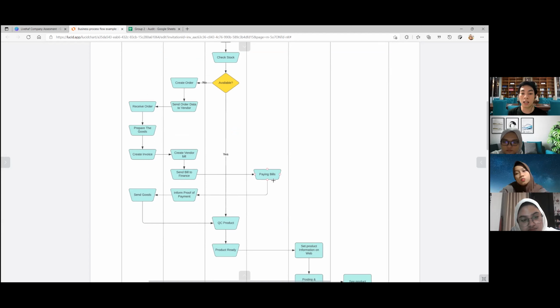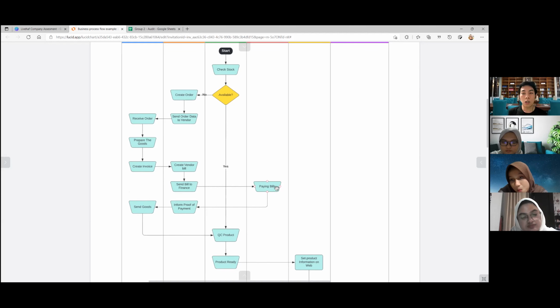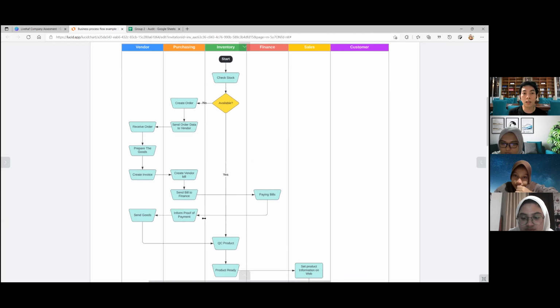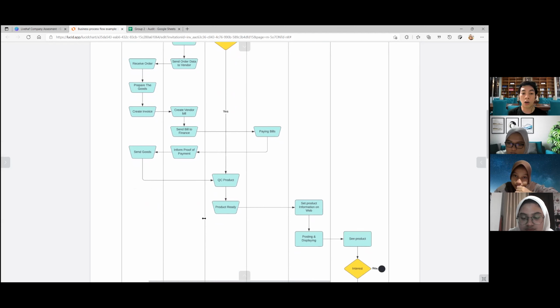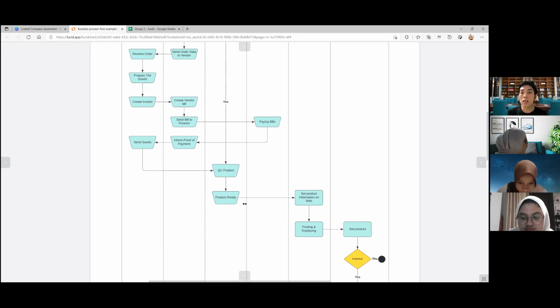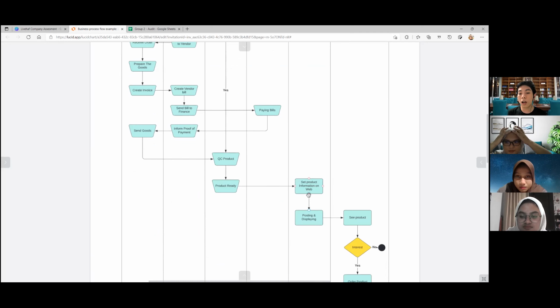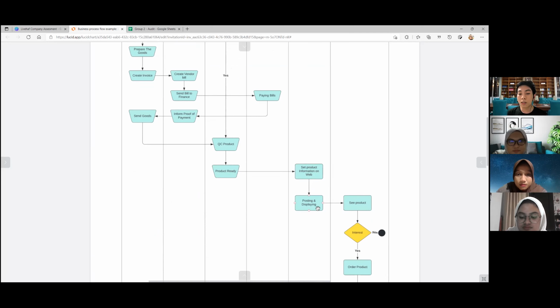And this is the decision of finance. This is the trapezium, meaning the activity is traditional. After paying the bills, purchasing informs the vendor of the proof of payment. After the vendor gets the information, the vendor sends the goods to the warehouse, meaning to inventory. Inventory does a quality check of the product. After the quality check, the product enters the activity of sales. Sales post the product information on the web, posting and displaying. That step is done by Livehaf.